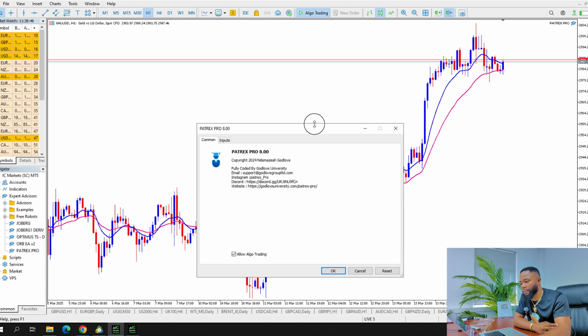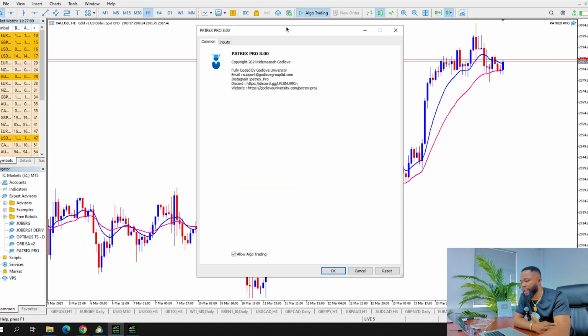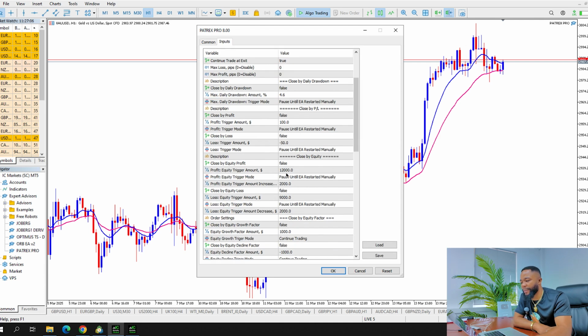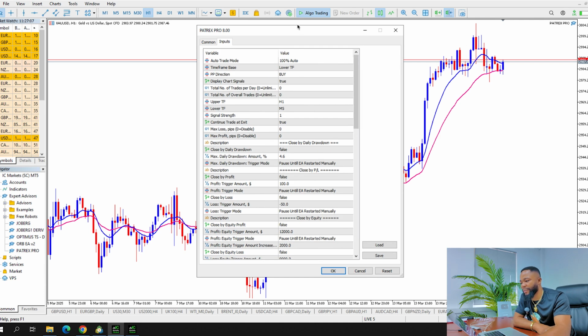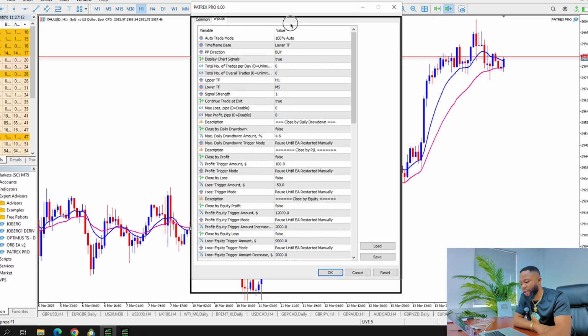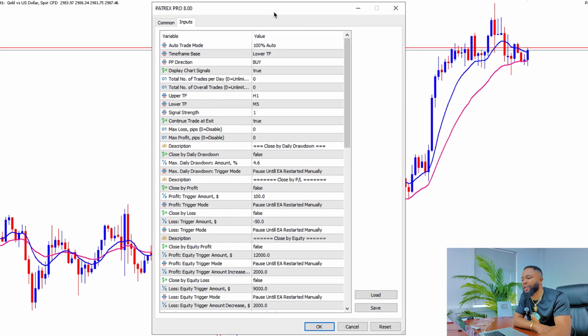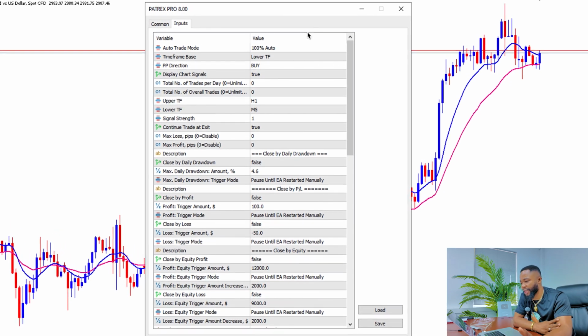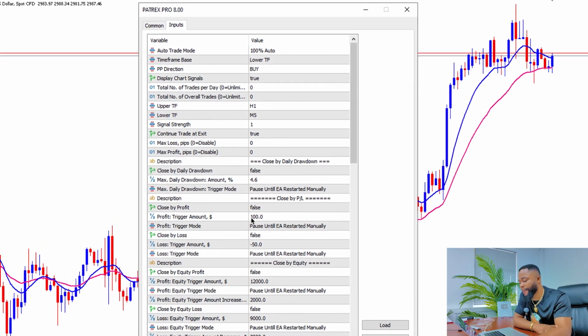All right, good. So you can see that's the robot right there, Godlove University, coded by Ndemazeah. So you go to inputs. These are all the parameters. We have more than 100 parameters on this bot, so we're not going to be taking your time showing you all the parameters. I'm only going to be focusing on what you need as a beginner Forex trader, so that you don't get confused.